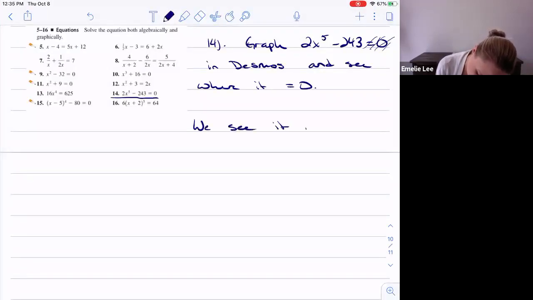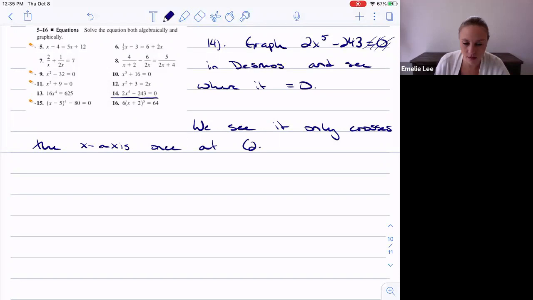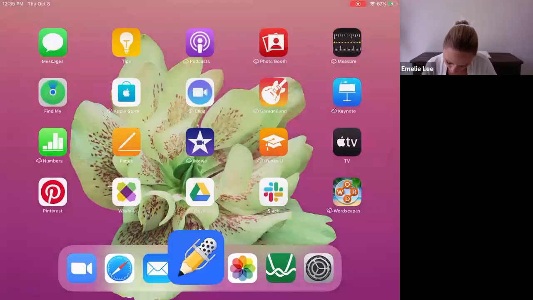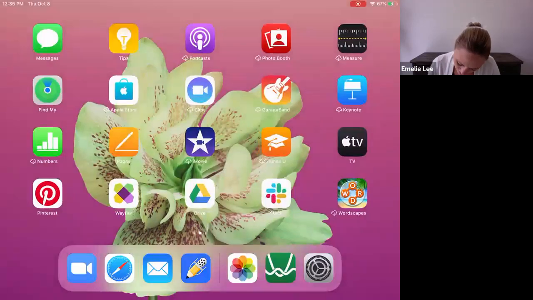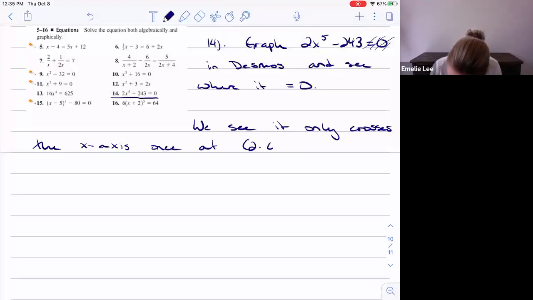We see it only crosses the x-axis once at, now I can't remember what it was, 2.612, I want to say. It's an approximation, so that's fine. At 2.6120. So that's when it equals 0.